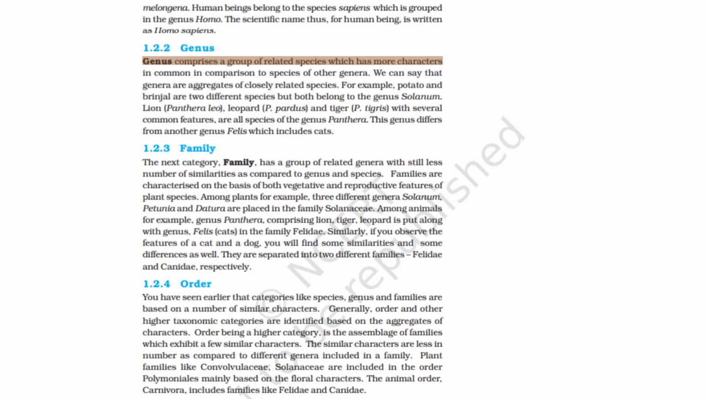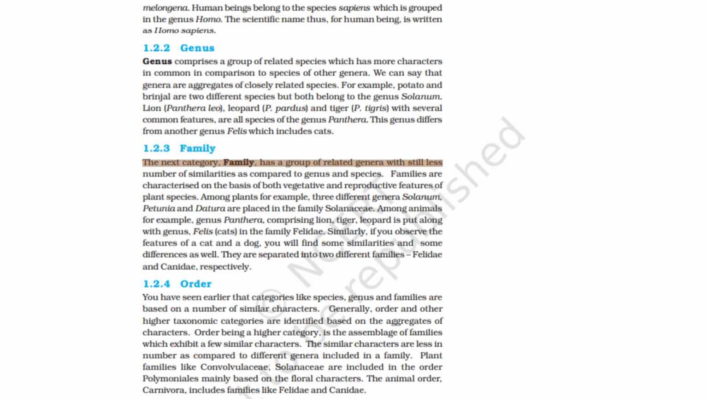Genus. Genus comprises a group of related species which has more characters in common in comparison to species of other genera. We can say that genera are aggregates of closely related species. For example, potato and brinjal are two different species but both belong to the genus Solanum. Lion, Panthera leo, leopard, Panthera pardus, and tiger, Panthera tigris, with several common features, are all species of the genus Panthera. This genus differs from another genus, Felis, which includes cats.